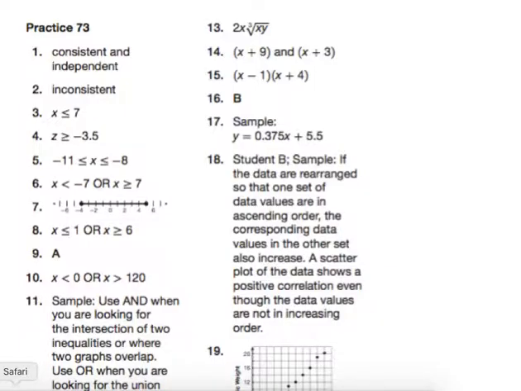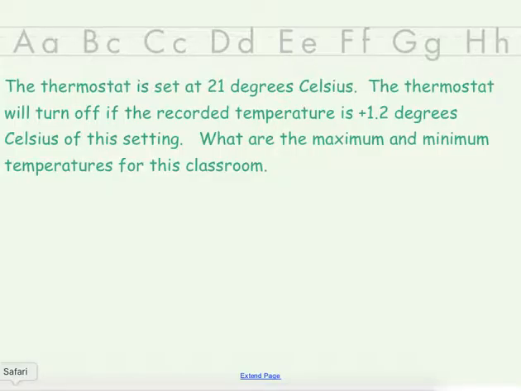And then one more example here. The thermostat is set at 21 degrees Celsius. The thermostat will turn off if the recorded temperature is plus or minus 1.2 degrees Celsius of this setting. Meaning my error, I can go above by 1.2 degrees or below by 1.2 degrees from that 21 degrees. What are the maximum and minimum temperatures for this classroom? Now you might be able to do this in your head: I'm going to add 1.2 to 21 or decrease it by 1.2.